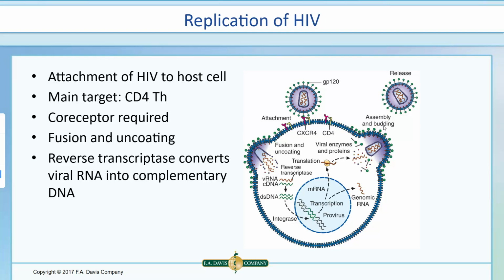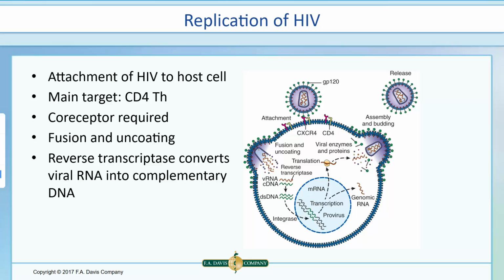So it'll attach to the host cell. The main target is your CD4 helper T cells, and this is why HIV is such a problem. Human immunodeficiency virus causes an immunodeficiency. It specifically targets your T cells, in this case your CD4 positive helper T cells. So it'll grab onto that CD4 arm and use it to get entrance into your helper T cells.